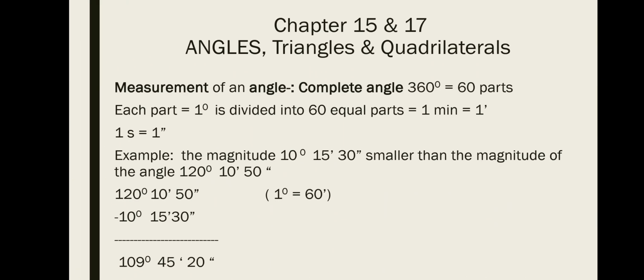Measurement of an angle. A complete angle, 360 degrees. Because when the hand of a clock, suppose, takes one complete rotation, it will make 60 equal parts. You know that 1 hour equals 60 minutes. So each 1 degree is divided into 60 equal parts. That is, 1 degree equals 60 minutes, and 1 minute equals 60 seconds.